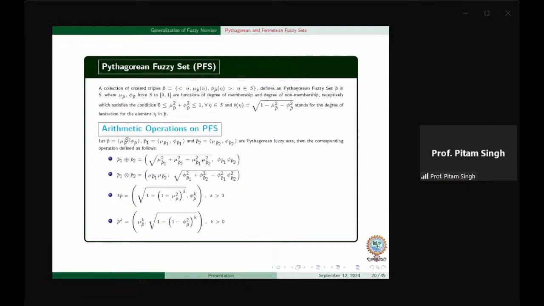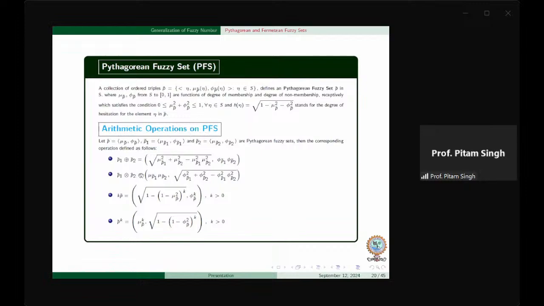And the arithmetic operations for this: suppose two sets, here we are considering Pythagorean fuzzy sets. In the same manner, we can define Pythagorean fuzzy numbers. It is the same as intuitionistic. We can consider one triangular number for belongingness and one triangular number for non-belongingness for any argument.